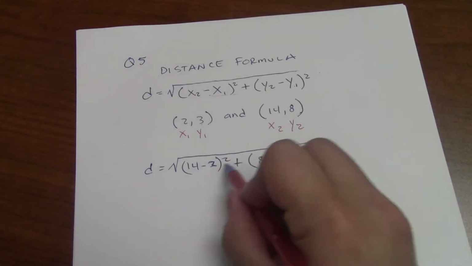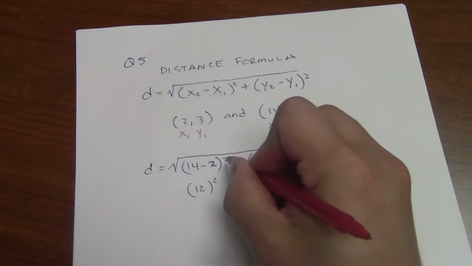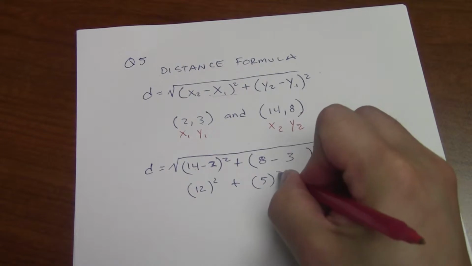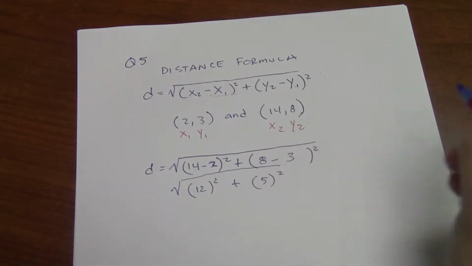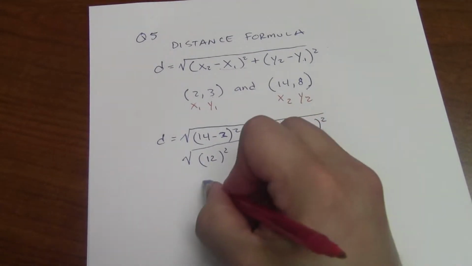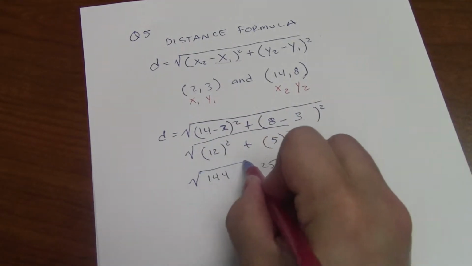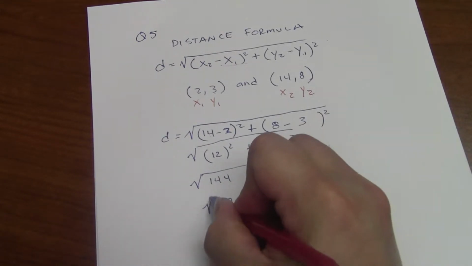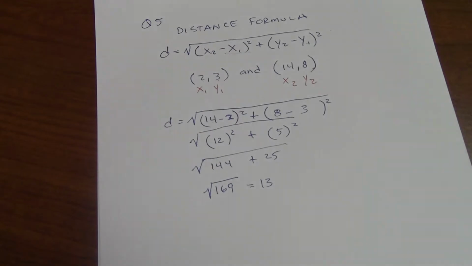So I plug that in and square it. All right, now let's go ahead and just solve this stuff right here. So 14 minus 2 is 12, and it's still squared, plus 8 minus 3 is 5. That's still squared. And remember, this is still square root. All right, so what I have here is I have 144 plus 25. It's still under the square root sign. Add them together, I get 169 square root, and the square root of 169 is 13. All right, so that's all you're doing.